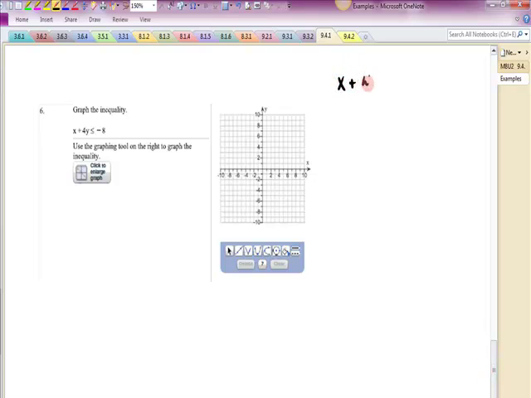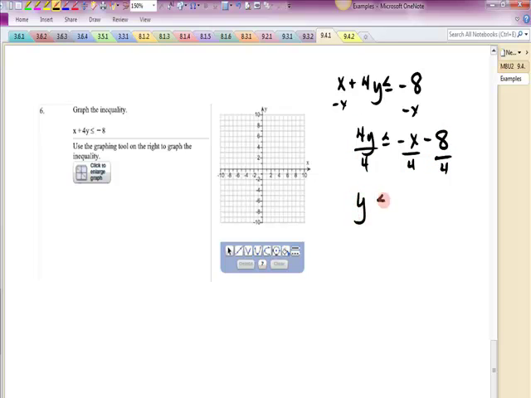We have x plus 4y is less than or equal to -8. Subtract x, so I have 4y is less than or equal to -x minus 8. Divide everything by 4, and I have y is less than or equal to, I'm going to call this -1/4 x minus 2. All right, so what does this symbol tell me? It tells me that I will have a solid line, and because it's less than, I will shade below.